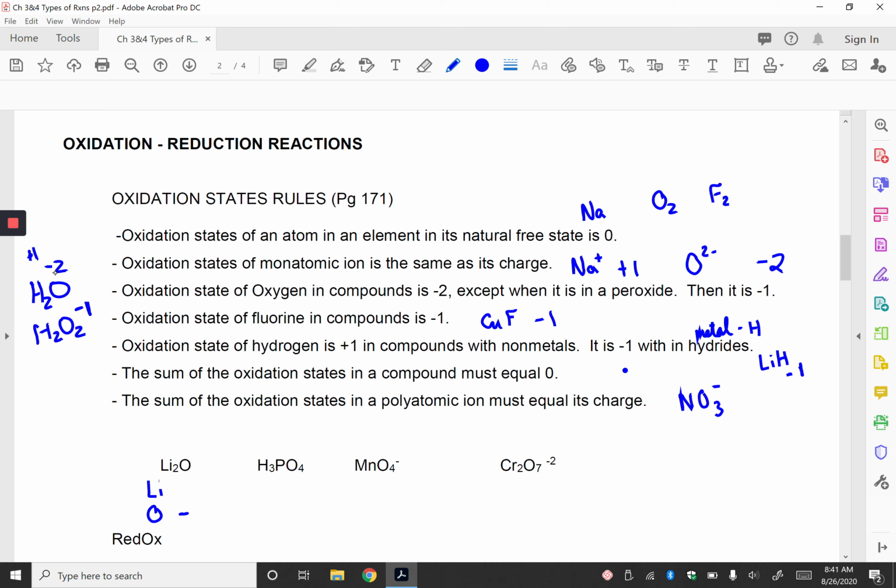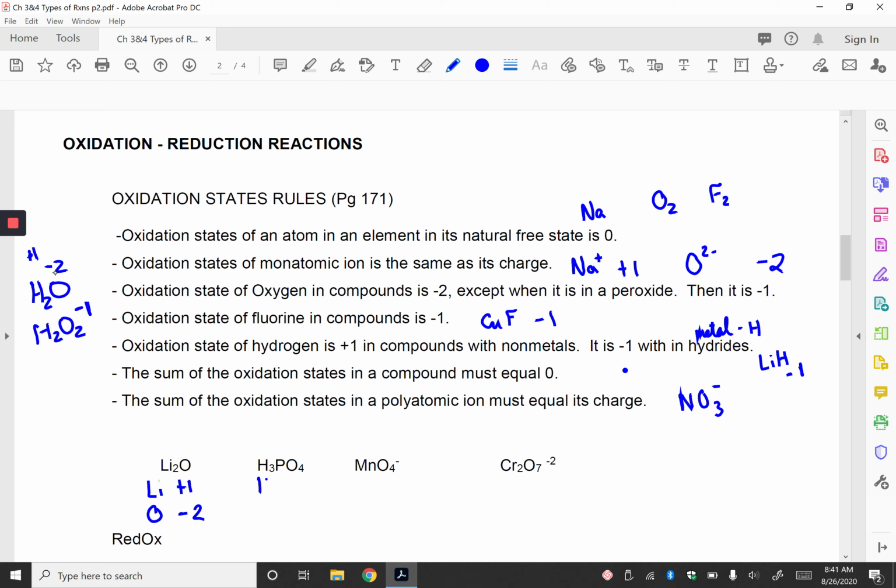So the oxygen we know is -2, which makes the lithium +1. We also know that this is an ionic substance, and so it's really made up of Li+ and O2- ions, so that's another way that you can figure it out. If it's ionic, then it's going to be whatever the charge is on the monoatomic ion, like rule number 2 says. Okay, let's do the next one.